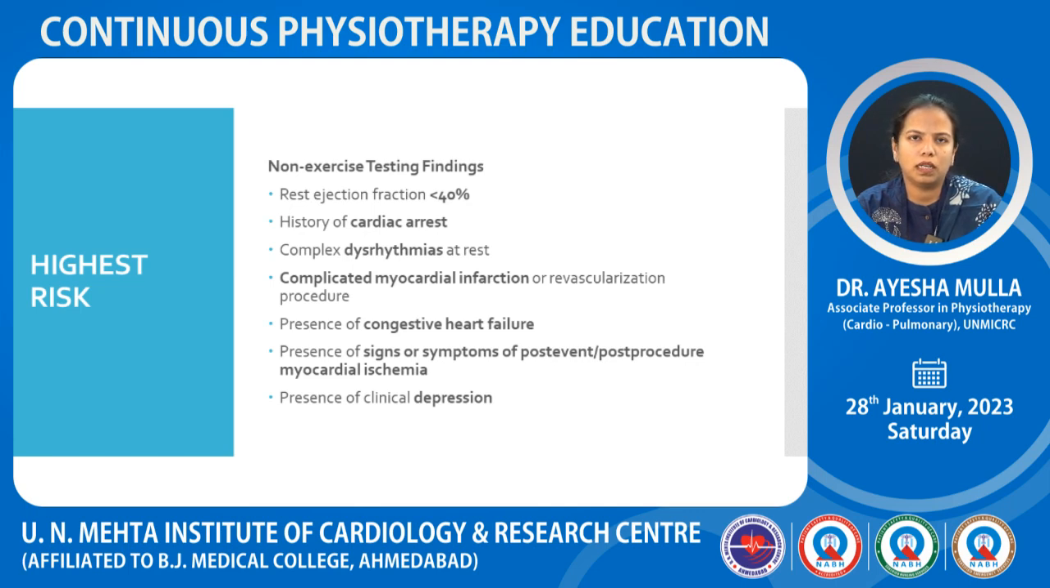First, the resting ejection fraction: if it is less than 40%, the patient falls under the high risk category. Also history of cardiac arrest, complex dysrhythmia at rest, complicated myocardial infarction or revascularization procedure, presence of congestive heart failure, presence of signs and symptoms of post-event or post-procedure myocardial ischemia, and presence of clinical depression. So if the ejection fraction is less than 40%, and history of cardiac arrest and dysrhythmia is present, the patient falls under the high risk category. As well, a patient having congestive heart failure also falls into the high risk category.